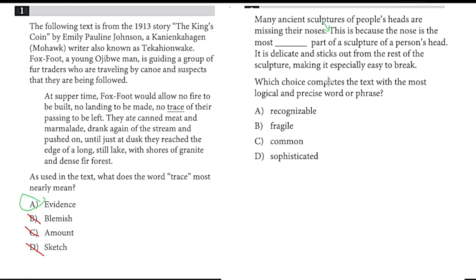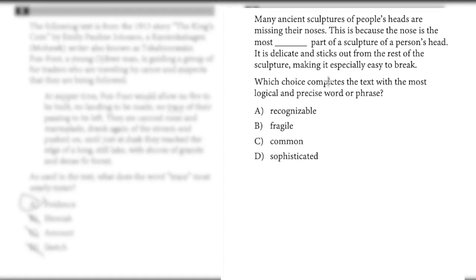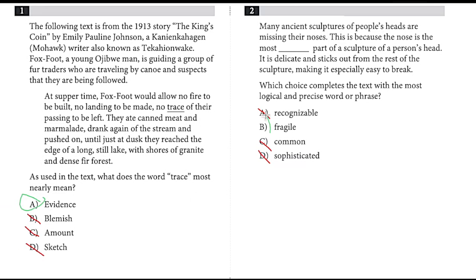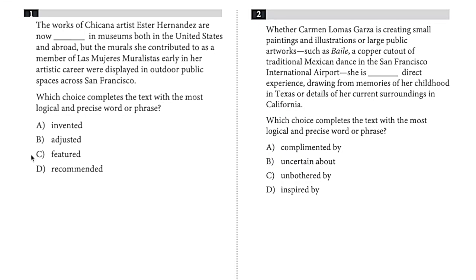Okay, so this one starts with "this is because," so I do need to read the first sentence. "Many ancient cultures' sculptures of people's heads are missing their noses. This is because the nose is the most blank part of a sculpture." Okay, so why would they be missing is the question. Whatever this is should answer that. I'm thinking that since they're ancient sculptures, they probably broke off because they were weak. So I'm going to say the most delicate or the weakest is my anticipation. Recognizable? No. Fragile? Totally matches. Common? No. Sophisticated? No. Boom. Fragile.